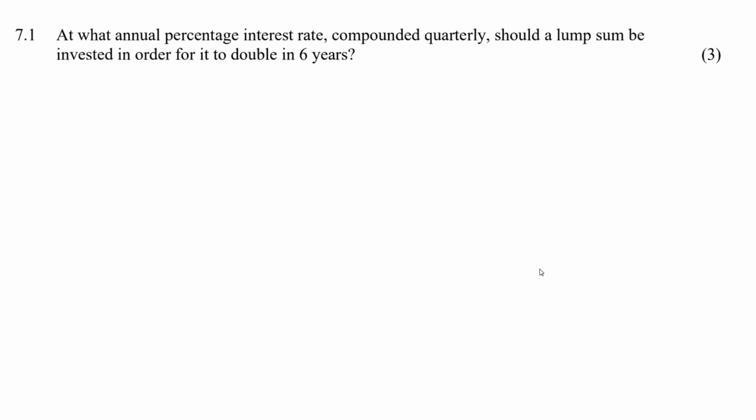There we go. At what annual percentage compounded quarterly should a lump sum be invested in order for it to double in 6 years? Okay, so this is just going to be the A equals P(1 plus i)^n formula. Now let's let P equal x. So P is your starting amount. Then what would A be? Well, it says at what interest rate must we do so that we can double.